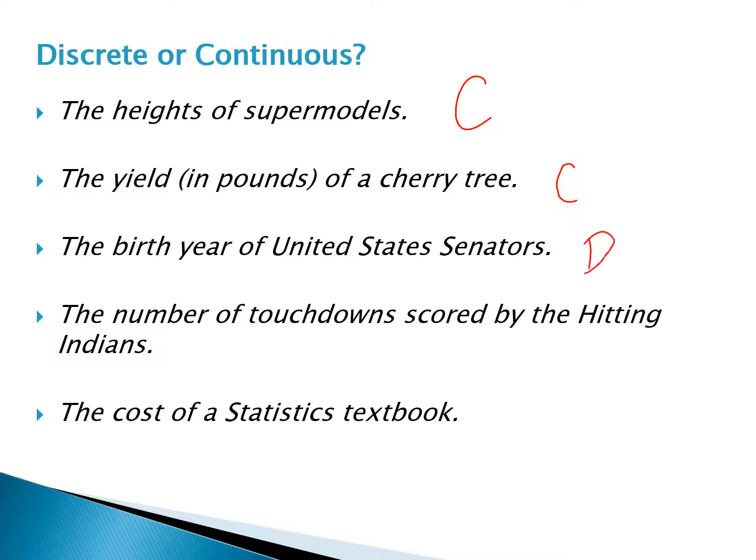This is discrete. Number of touchdowns, we touched on this on the slide. This is discrete because you can score 0, 1, 2, 3, but not a decimal. Cost of a statistics textbook, this is a bit tricky. This is actually discrete because it could be $30.01, $30.02, but it can't be $30.01.37295. So it's still discrete because there are gaps in between those pennies.